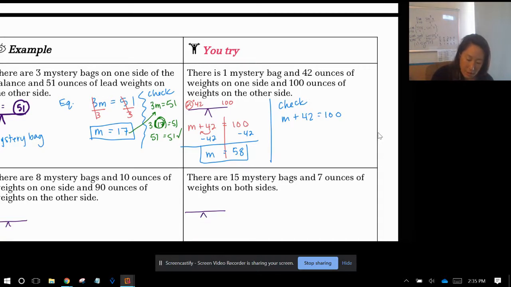Okay, so I have 58 from here. 58 plus 42 is equal to 100. I see I get 100 is equal to 100. So that verifies. My answer is the weight in the bag was 58 pounds.